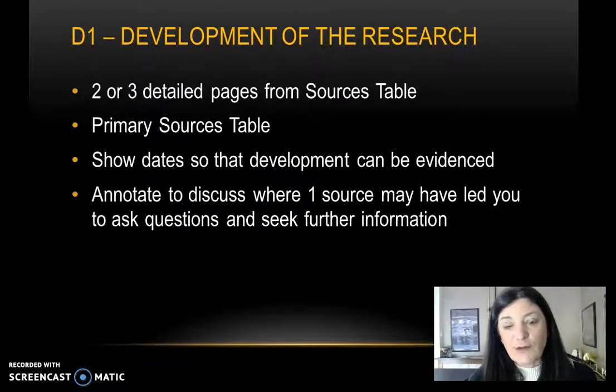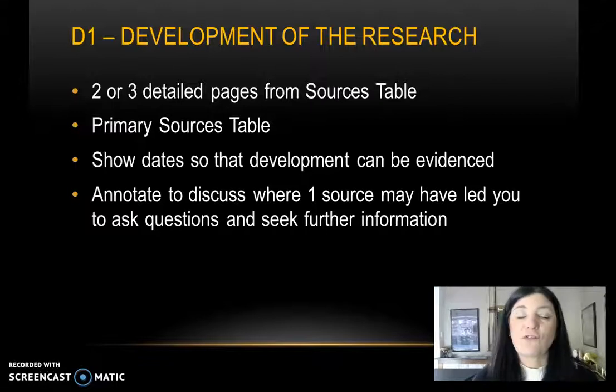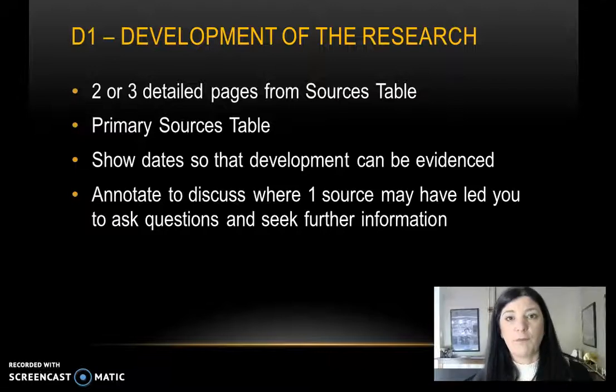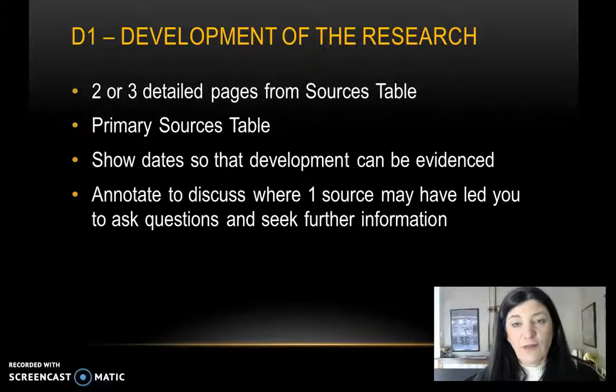This can be demonstrated through 2 or 3 detailed pages from your sources table, or from your primary sources table if you had one. If you only had a couple of entries in it, you may just want to put a snapshot of the primary sources table on one of the pages from your 2 or 3 sources table pages. Show the dates of these so that the development can be evidenced, so you're showing that it happened over a period of time, not just in 1 week. And annotate to discuss where one source may have led you to ask questions and seek further information.